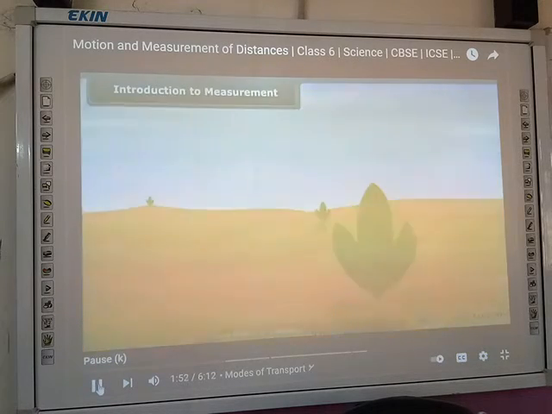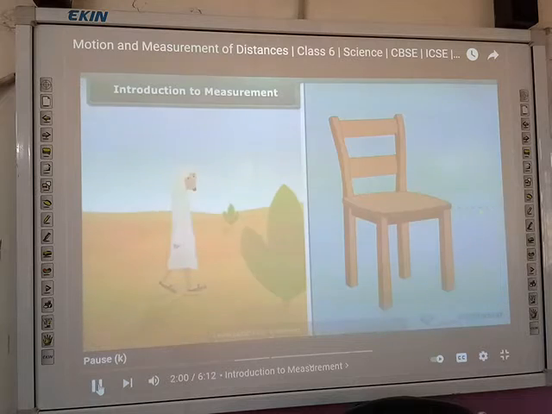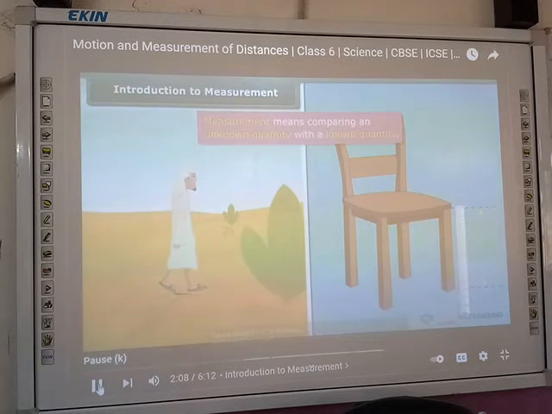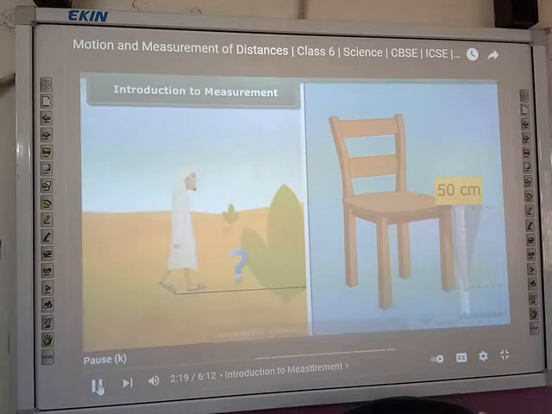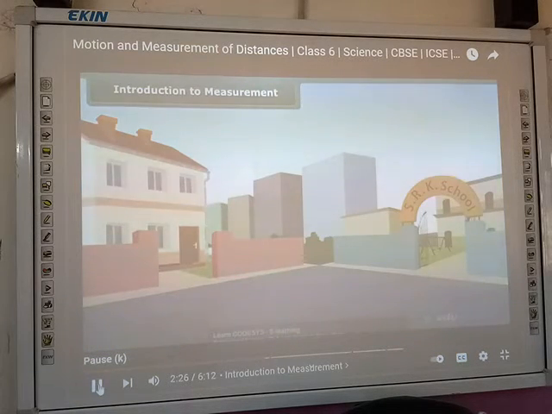to travel. Introduction to measurement. Do you know how people know how much have they traveled or how much is the length of a leg of a chair? This is done by using a term called measurement. Measurement means comparing an unknown quantity with a known quantity. The known fixed quantity is called as a unit. When you derive the results of this calculation, you get the measurement in two parts. One is a number and the other is the unit of the measurement. You can also calculate the distance of one place to another. For example, the distance from school to your house.